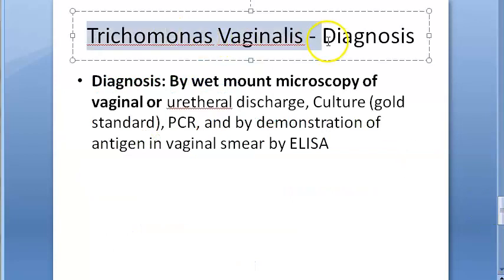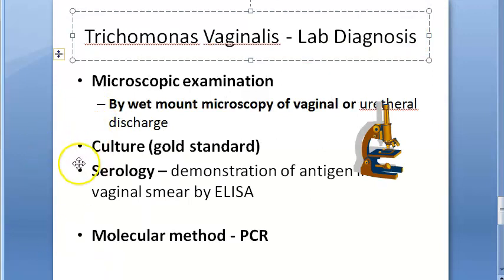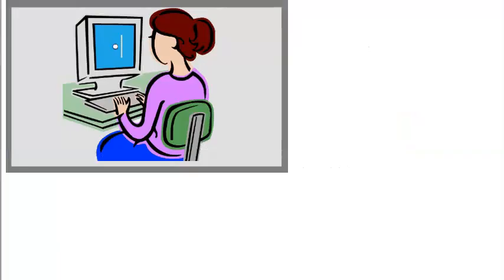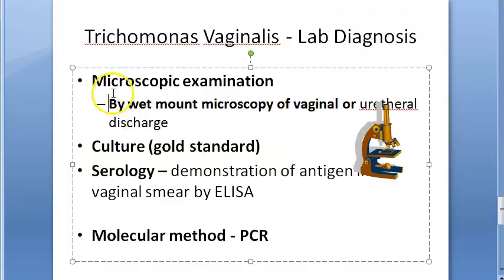Now coming to the diagnosis of Trichomonas vaginalis. Let us look at the lab diagnosis. Basically, microscopic examination: you will take the vaginal or urethral discharge and examine it microscopically in a saline wet mount. You will look for the characteristic jerky and twitching motility, and the shape also. In males, the trophozoites may be found in urine and prostatic secretions also.